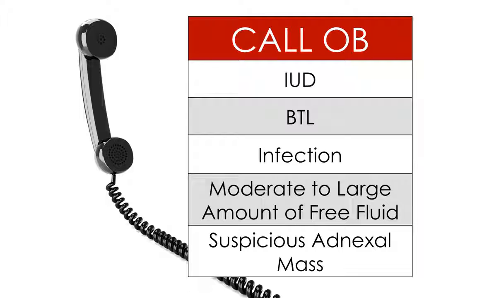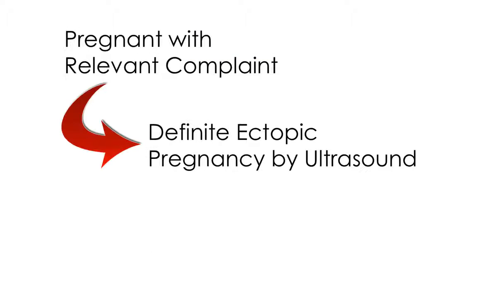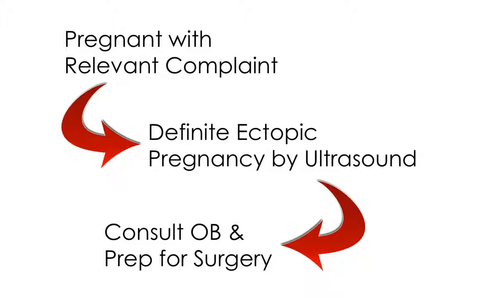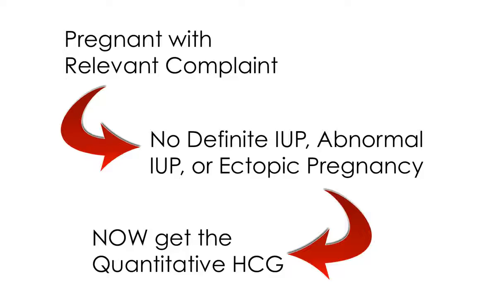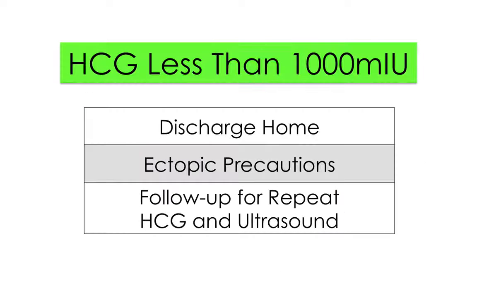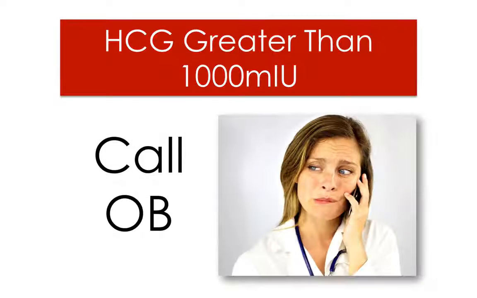suspicious adnexal mass. If the patient has a definite ectopic pregnancy, then you would obviously consult obstetrics immediately and prepare the patient for surgery. If the patient does not meet any of these criteria, then the HCG level should be measured. If the HCG level is less than 1,000 milli-international units, the patient can be discharged home with precautions to return and follow up to recheck the HCG level and repeat the ultrasound. If the HCG level is greater than 1,000 milli-international units, then obstetrics should be called to discuss the case.